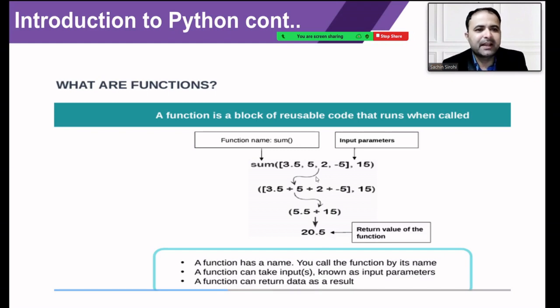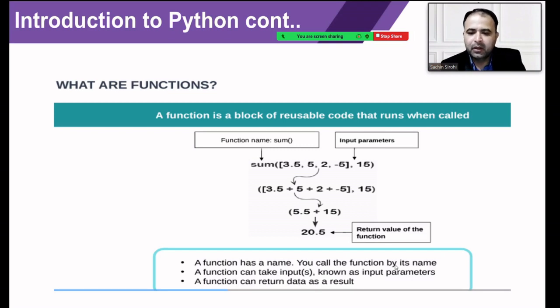Like the example in Excel, we have some functions or formulas like if and sum. Similarly in Python, we have a formula like sum to perform some calculation work. A function has a name, and you can call the function by its name. A function can take an input, known as an input parameter, and a function can return a data type as a result.